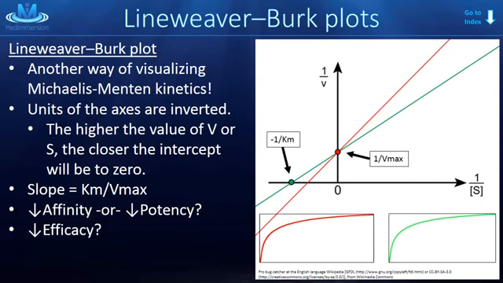Now how about the efficacy? What if we play around with the efficacy of the same system? And again, this is the same thing that we did to the previous graph. What did that look like? Well, we decreased the Vmax without changing the Km. So how will a decreasing Vmax with a constant Km look on the Lineweaver-Burk plot?